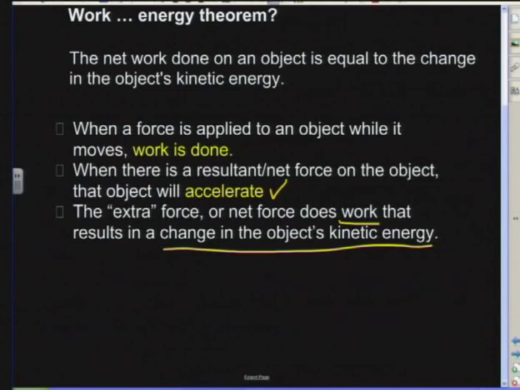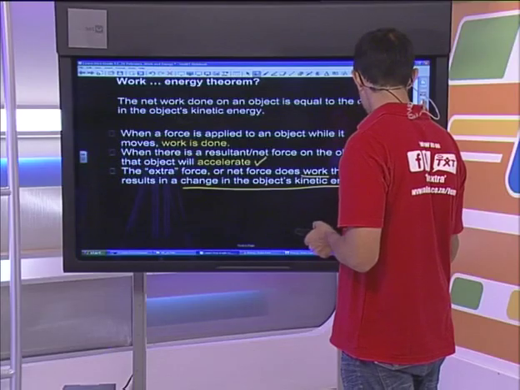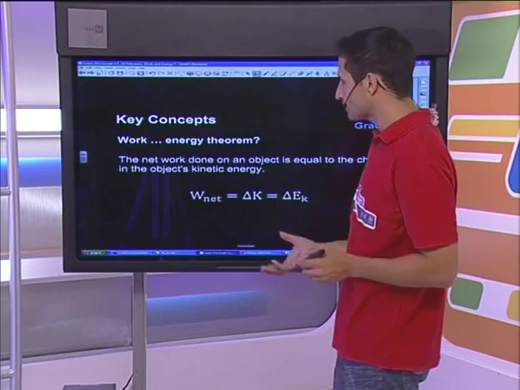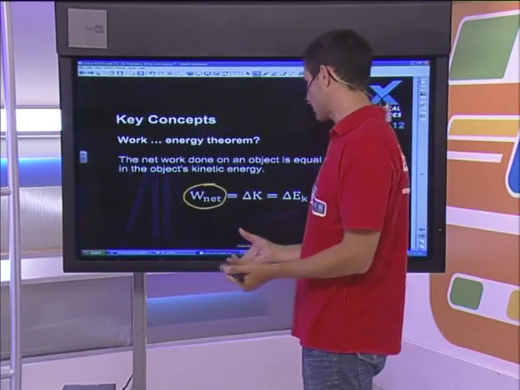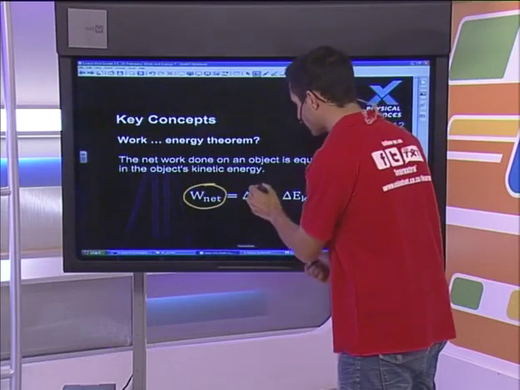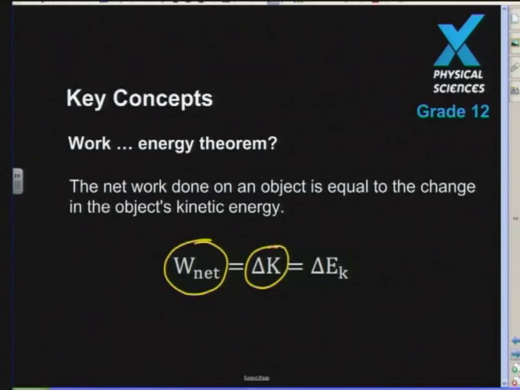So the work done by the net force, so that's the extra force which I've got, is equal to the change in the object's kinetic energy. So let's see what the equation really looks like. So this work energy theorem. I've told you that the net work, so that's the total work done by the net force, or the work done by all the forces on the object, is equal to the change in the object's kinetic energy.